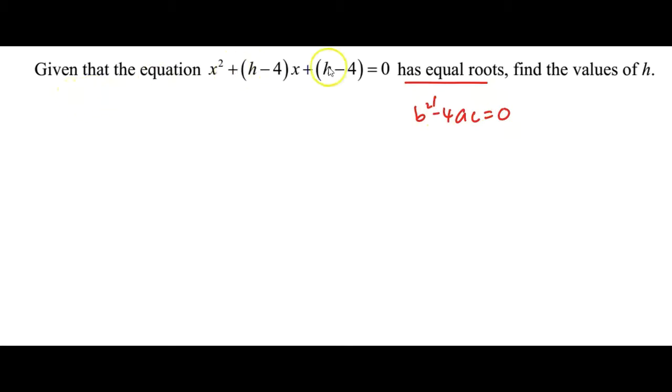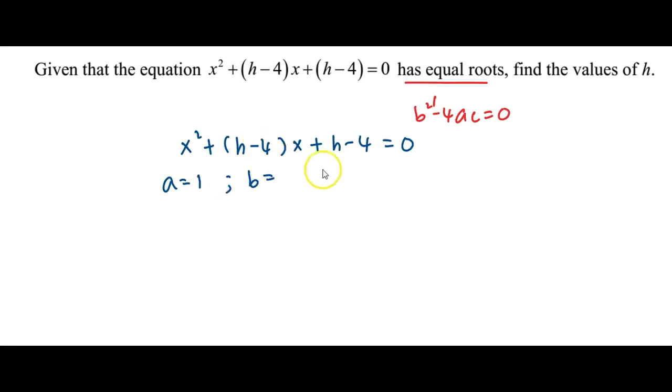Because the question said that this equation has equal roots, find the values of h. So now we start with x squared plus (h minus 4)x plus (h minus 4) equals 0, where a, b, and c can be extracted from here. The a will be 1, and b is the coefficient of x, that is h minus 4, and c is the constant, that is h minus 4.